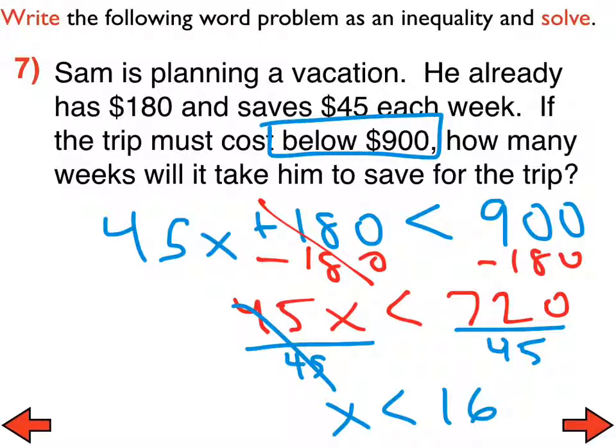How do you read this symbol? X is less than 16. And then your sentence, you can say, do we say below weeks though? It sounds kind of funny. Less than is better. Less than 16 weeks.